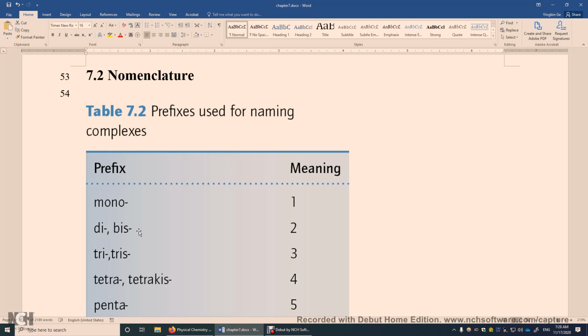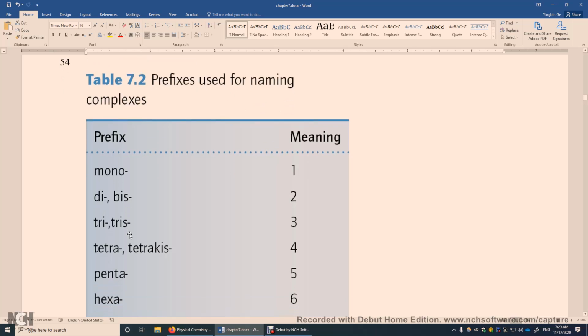it's weird to say diphenylphosphino if you have 2 such ligands. So in that case, we use bis instead. Again, bis means 2. Bis is used in front of complex ligand names. Again, you can just say bis diphenylphosphino to indicate you have 2 diphenylphosphino ligands in this transition metal complex.